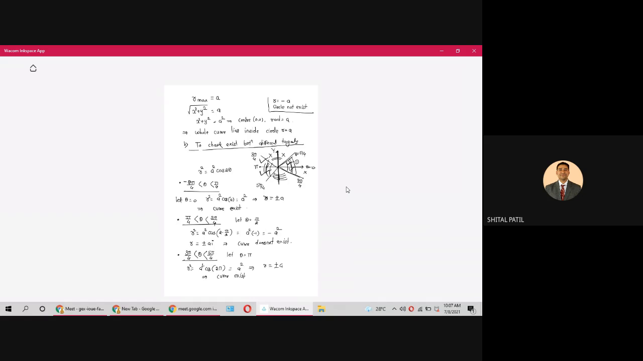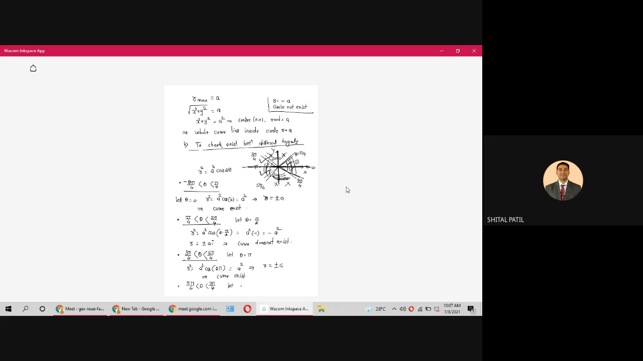Now we want to check the existence between 5 pi by 4 to 7 pi by 4. कोई बता सकता है? Can anyone tell me what will happen in 5 pi by 4 to 7 pi by 4? इस part में क्या होगा? Sir, see, does not. हाँ, very good. Curve is symmetric about x-axis, and curve does not exist here. Now you use the symmetry, and what will be the answer? Curve does not exist.